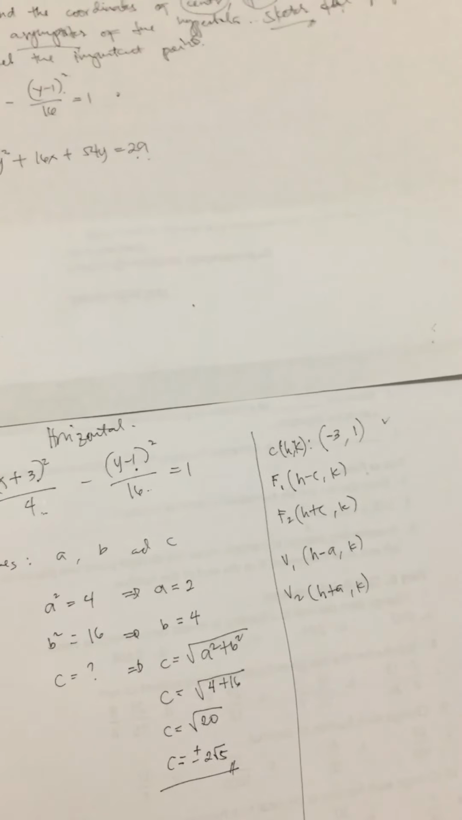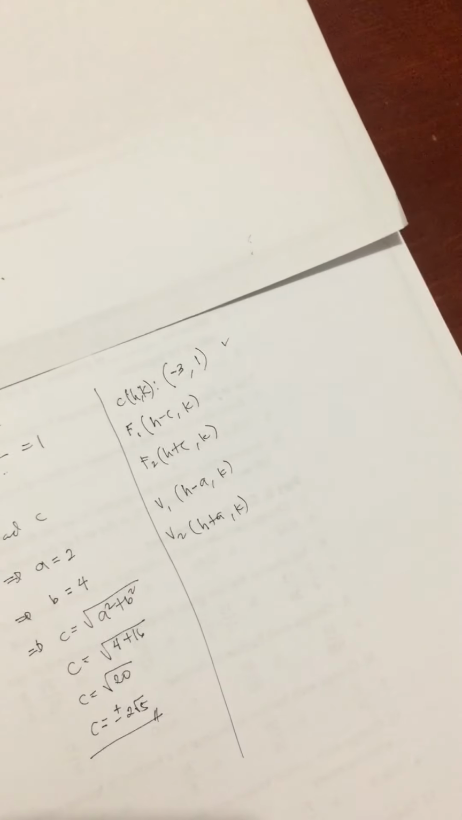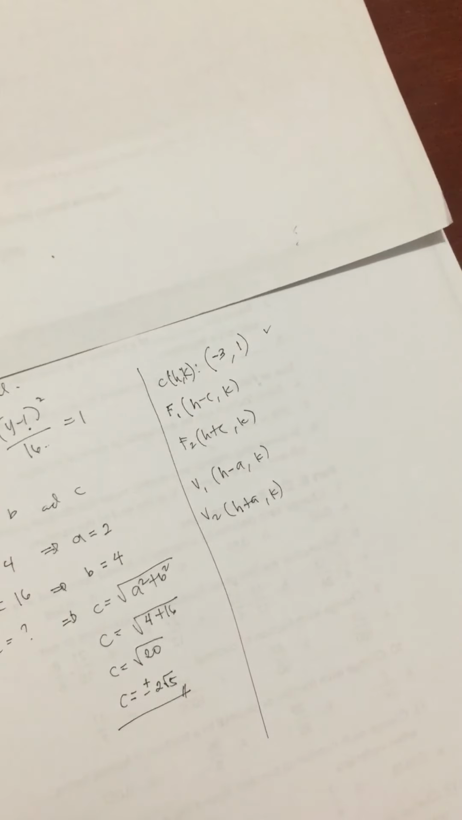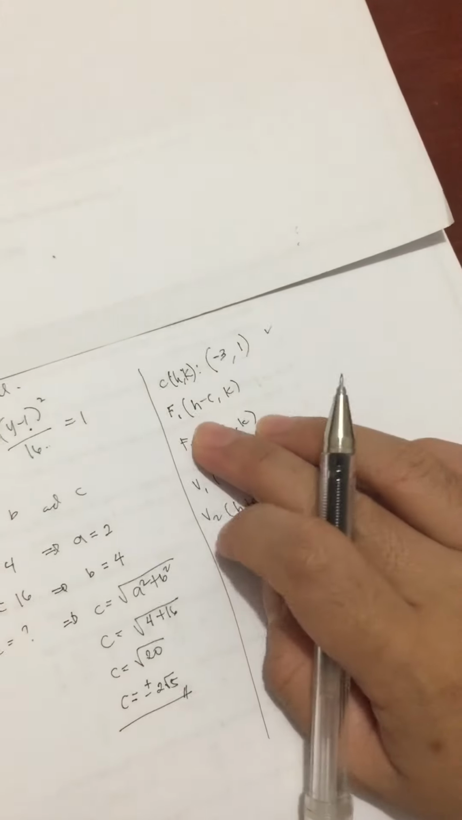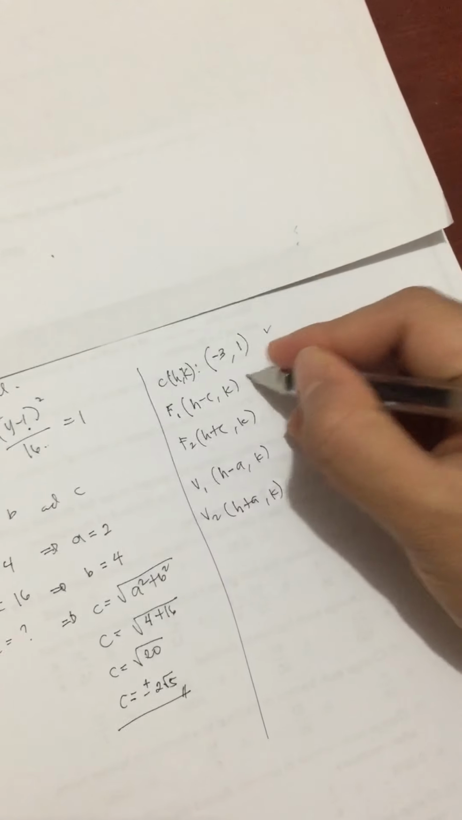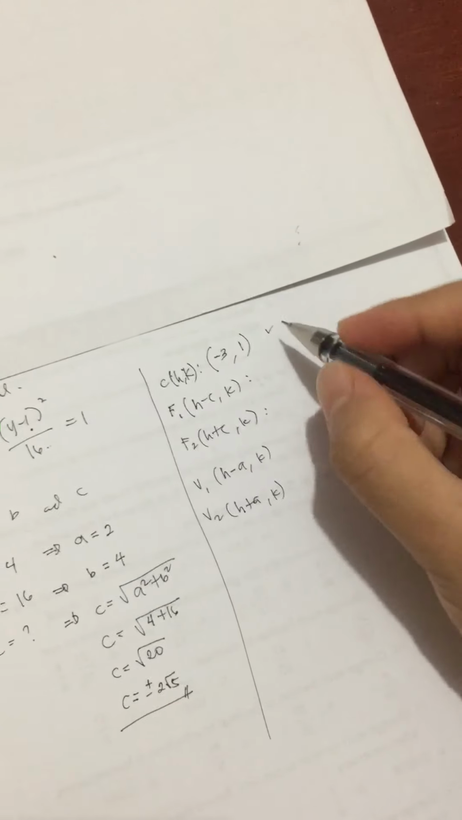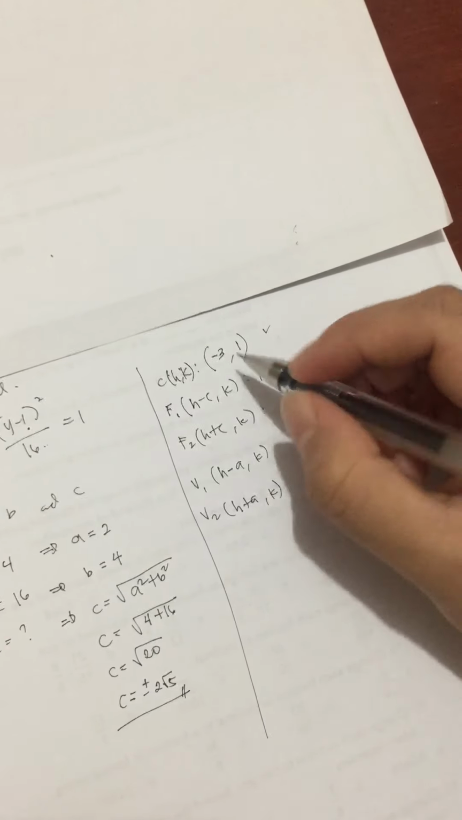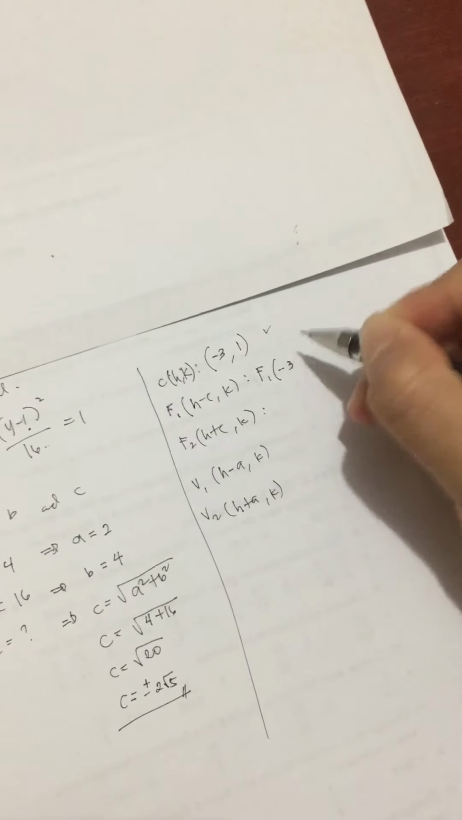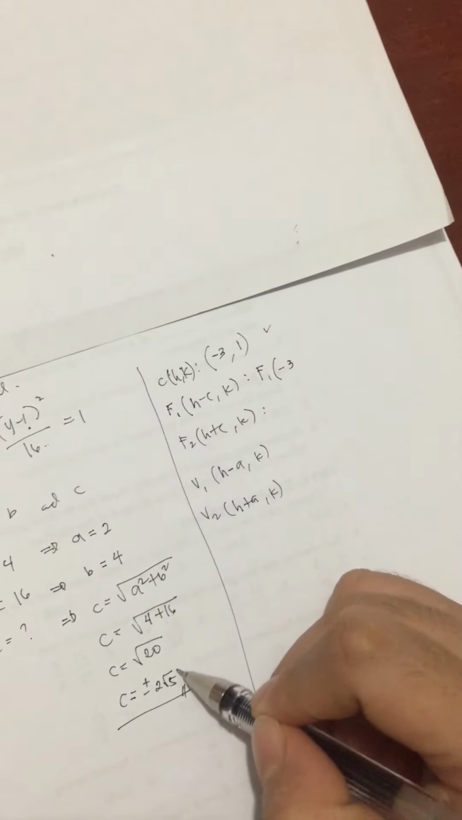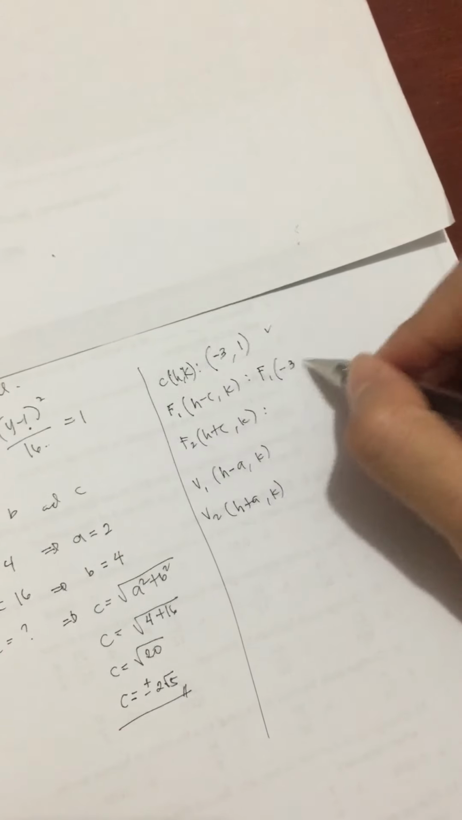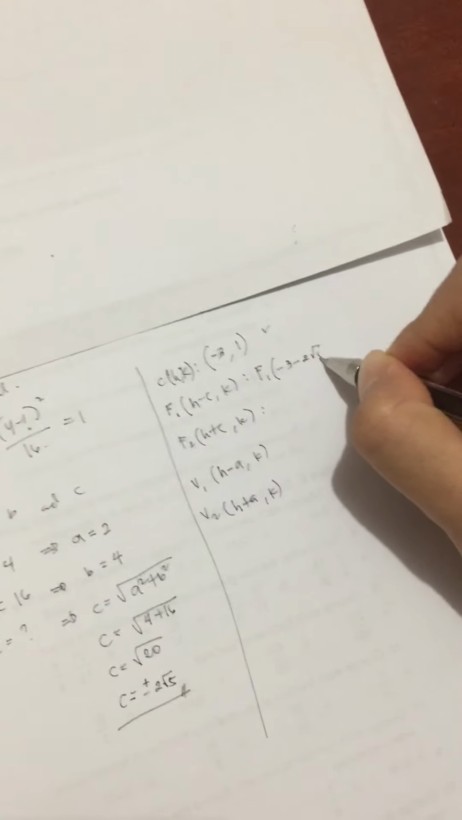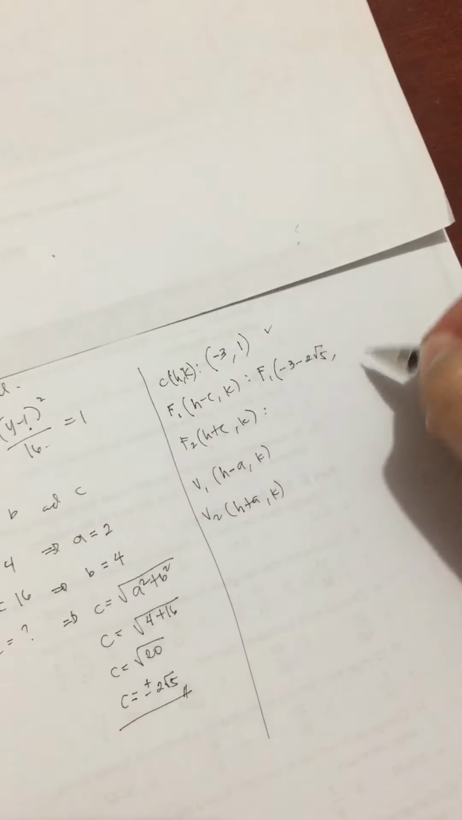Next, after finding the center, we are now going to find the foci. So, foci h minus c, sorry. F1 would be, what is your h? That is negative 3. What is your c? That is minus 2 square root of 5, comma, what is your k? That is 1.